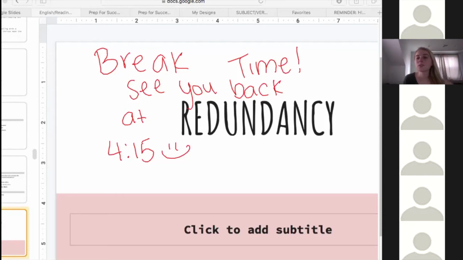All right, so let's jump back into things. So we just did wordiness. Now there's kind of a subsection of wordiness called redundancy, and that's what we're going to tackle next.